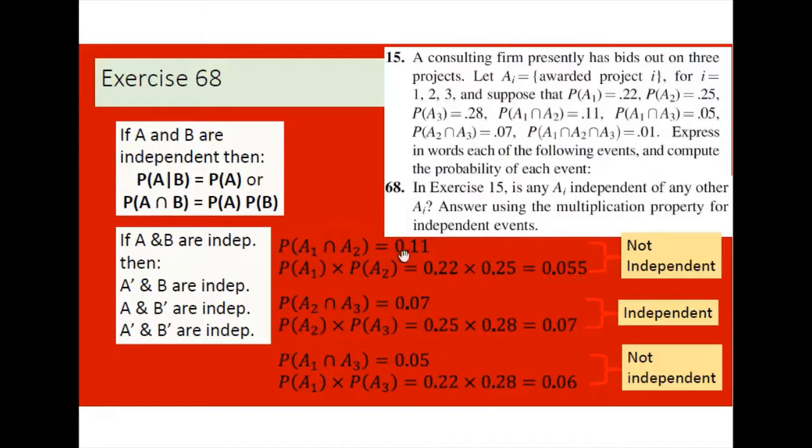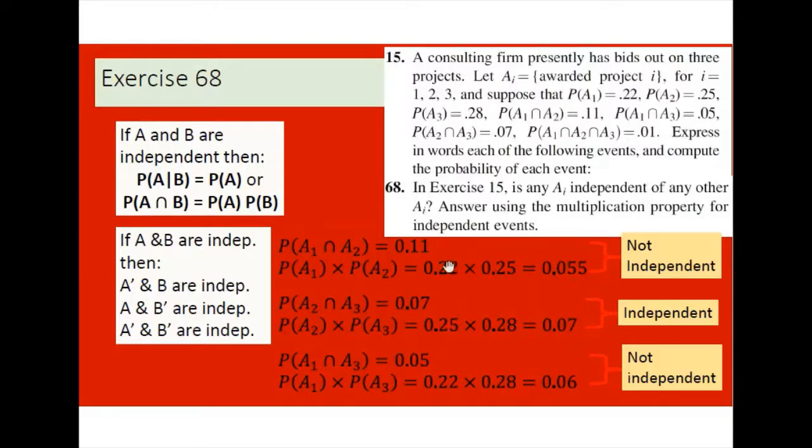A1, A2, the intersection is 0.11, but the probability of A1 times probability of A2 is 0.22 times 0.25, and they are not equal, so A1 and A2 are not independent.